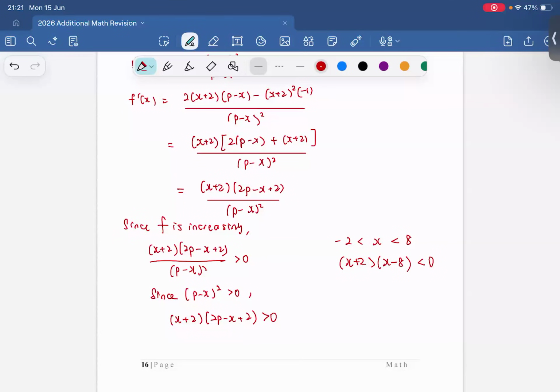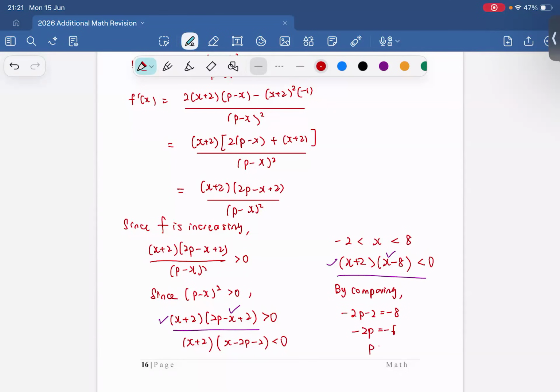So now you compare these two. You can see this settles with this. So now only need to settle this and this. How to settle this and this? You can see that the x is positive, the x is negative. So what do I do? I multiply by a negative. This will be x minus 2p minus 2 less than 0. Then now we can compare. By comparing, we know that minus 2p minus 2 must be equal to minus 8. So minus 2p equals minus 6, p is equal to 3.